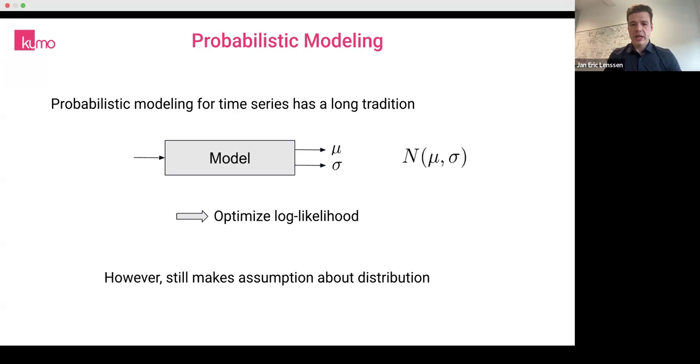Now this is quite nice. So it allows you to model a distribution. You can use the distribution to extract quantiles, which gives you some more information about the uncertainty of the model. But it still makes the assumption about the distribution here. So you need to know beforehand, or you need to assume beforehand, what distribution your time series is following.